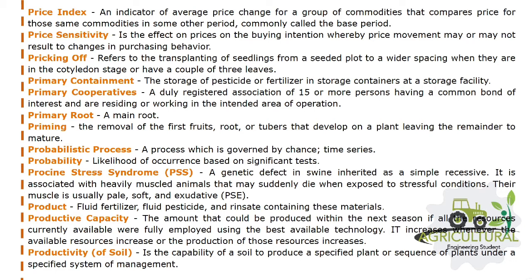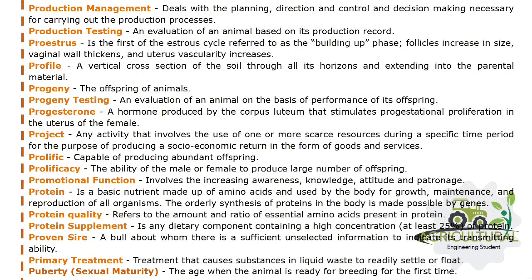Productive capacity, the amount that could be produced within the next season if all the resources currently available were fully employed using the best available technology. It increases whenever the available resources increase or the production of those resources increases. Productivity of soil is the capability of a soil to produce a specified plant or sequence of plants under a specified system of management. Production management deals with the planning, direction, control and decision-making necessary for carrying out the production processes. Production testing, an evaluation of an animal based on its production record.